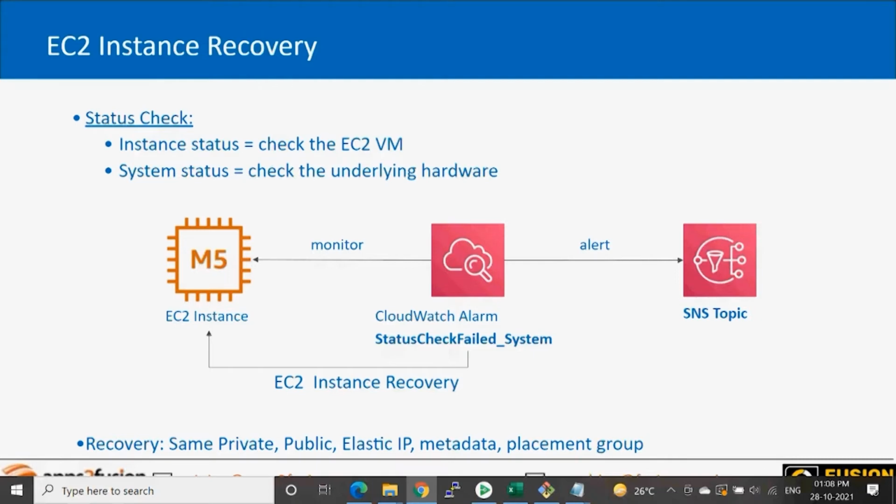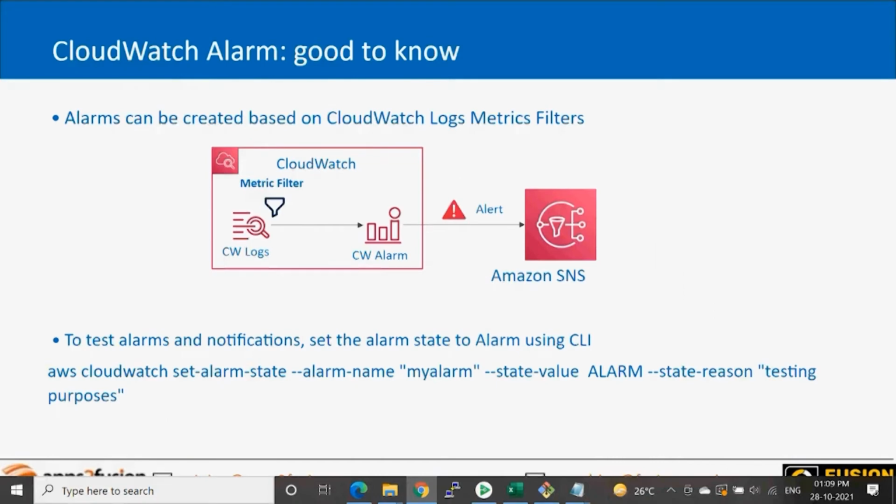CloudWatch alarm, good to know. Alarms can be created based on CloudWatch logs, metrics, filters. Okay, so to test alarms and notifications, set the alarm state to alarm using CLI. Next is CloudWatch Events, the event pattern, to intercept events from AWS services. The example sources would be EC2 instance start, CodeBuild failure, S3, etc.